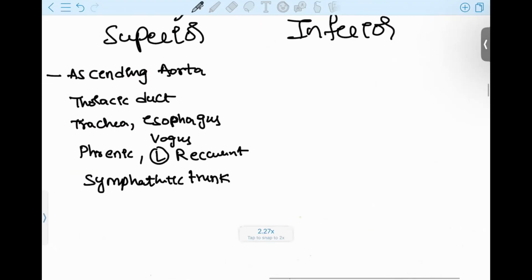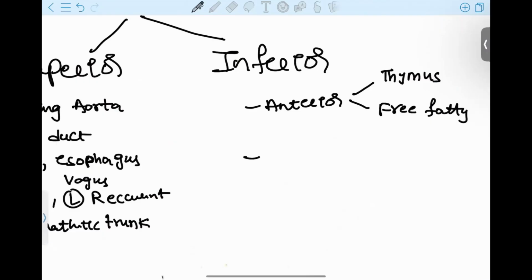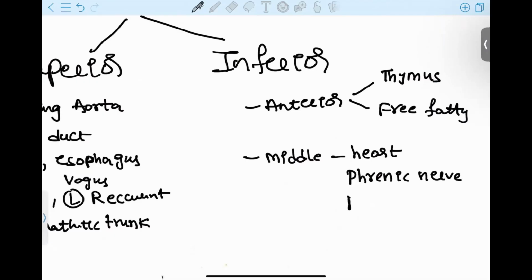And in the inferior, what we have discussed first is your anterior. In the anterior, you have only the two, that is your thymus and also free fatty tissue. Free fatty tissue is found in the anterior. Next one is the middle one. In the middle, we all know the major one is your heart, and the other one is the pericardial tissue.